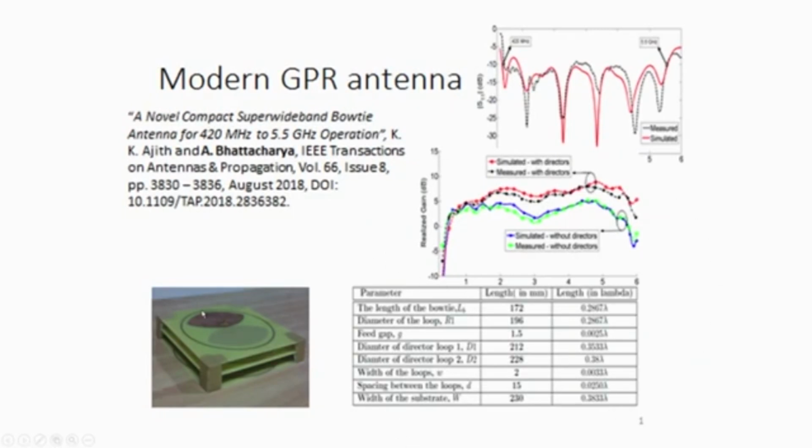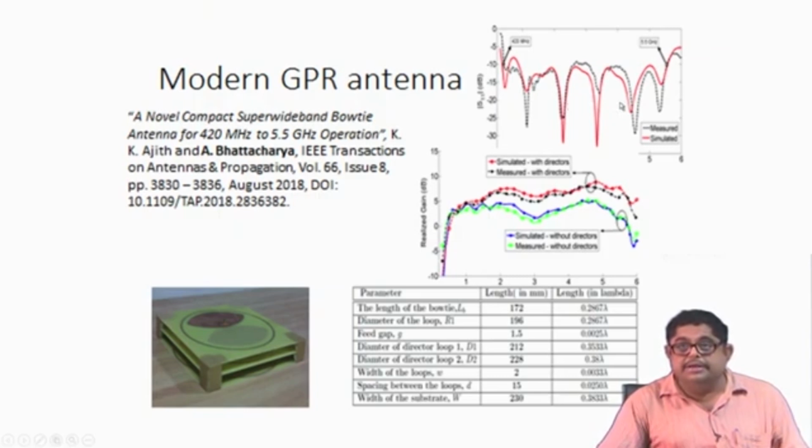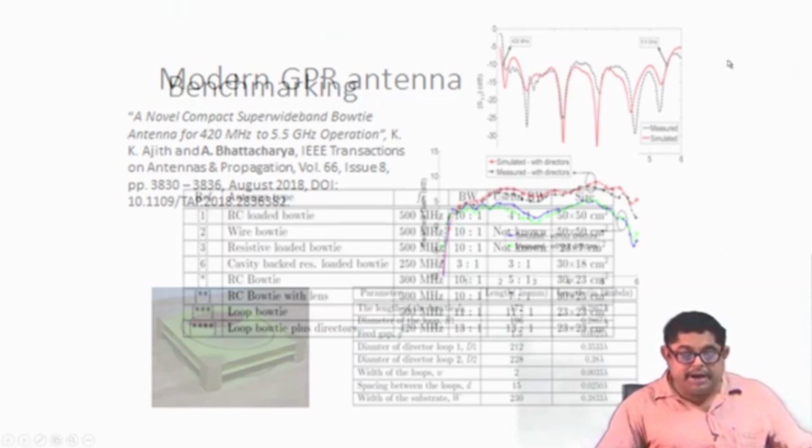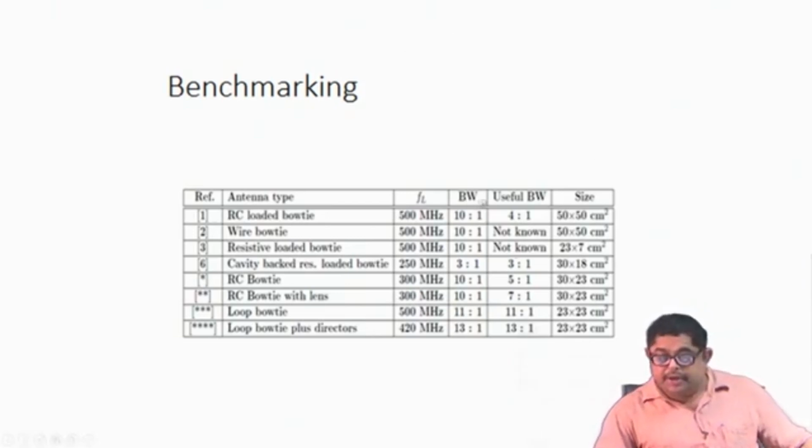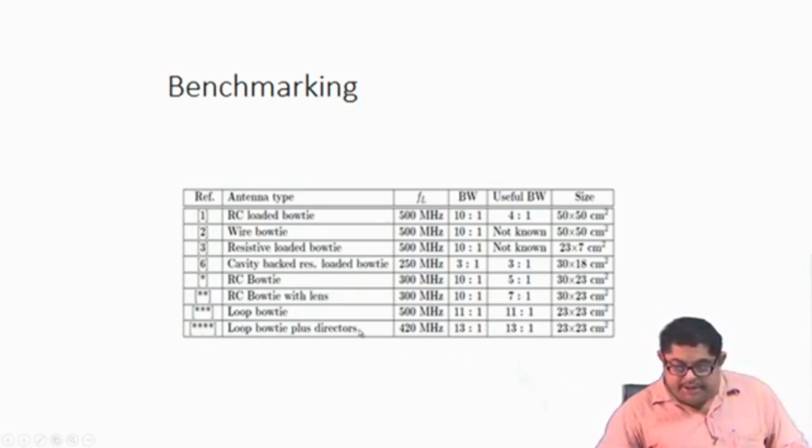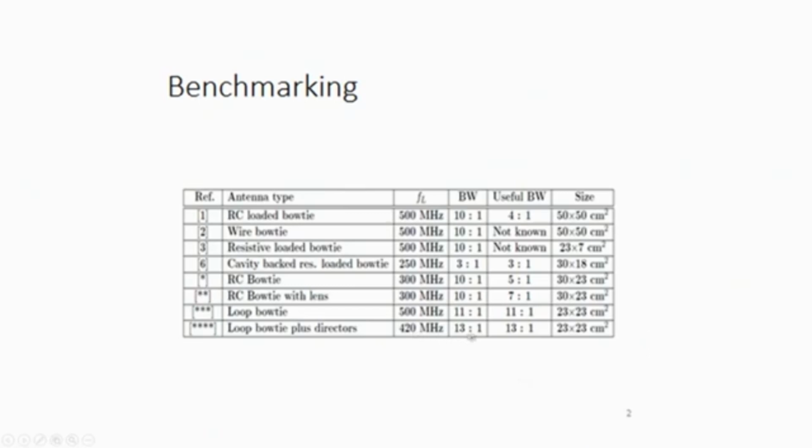Now, this is the modern GPR antenna, and it is very good. It is a very compact size, and its radiation pattern is stable over the whole impedance bandwidth. This is a new GPR antenna, and this is the useful bandwidth, and this is the radio impedance bandwidth. Over this whole bandwidth you see, finally this last one, loop bow tie plus directors. The lower frequency it can operate from is 420 megahertz, and it can go 13 times that 420, almost up to 5 gigahertz, and it is a very compact size.